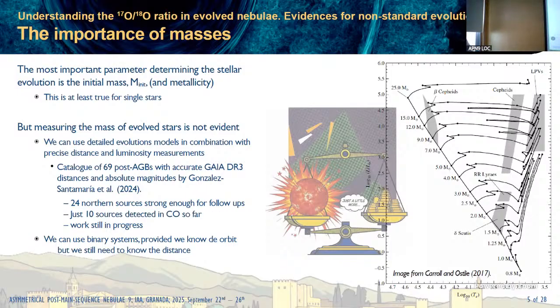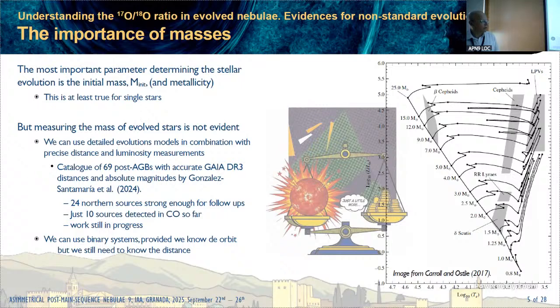And in fact, there has been a work published very recently. There is a catalog of only 69 post-AGBs with distances. And if you have a look at those, there are only 24 sources in the Northern Hemisphere, and just 10 sources have been observed in CO. So in terms of knowing the mass and all these properties, there is little known on these objects characterized in terms of mass as derived from stellar evolution models.